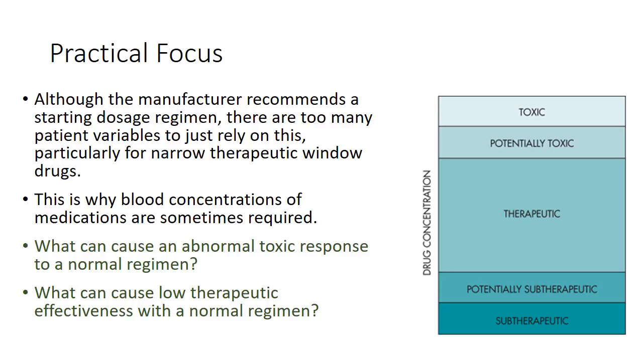That enzyme that is mutated, or that transporter that is mutated, is important for elimination of the drug. And then in many cases you'll see excess drug in the bloodstream and then toxicity. And that's not something you can predict without getting the genotype of that patient ahead of time. What can cause low therapeutic effectiveness with a normal regimen?